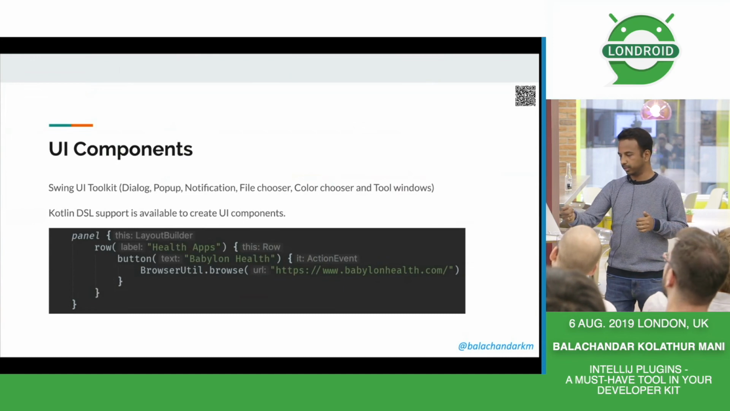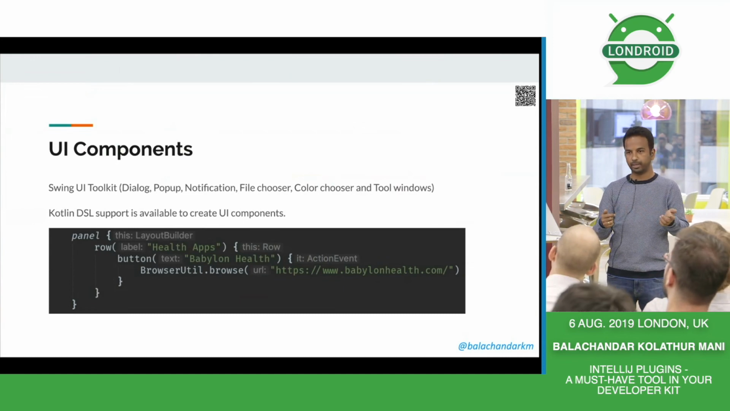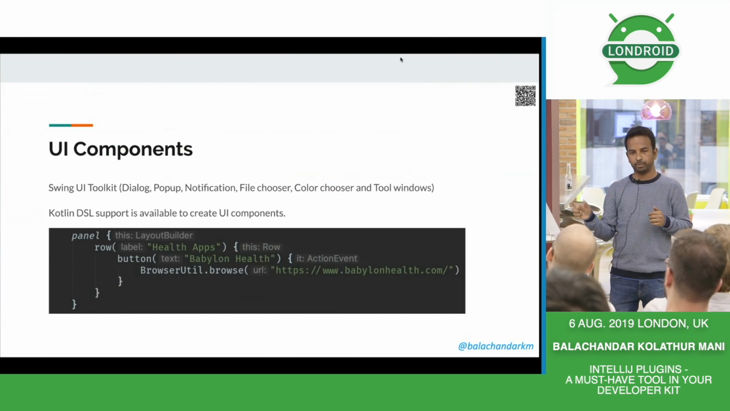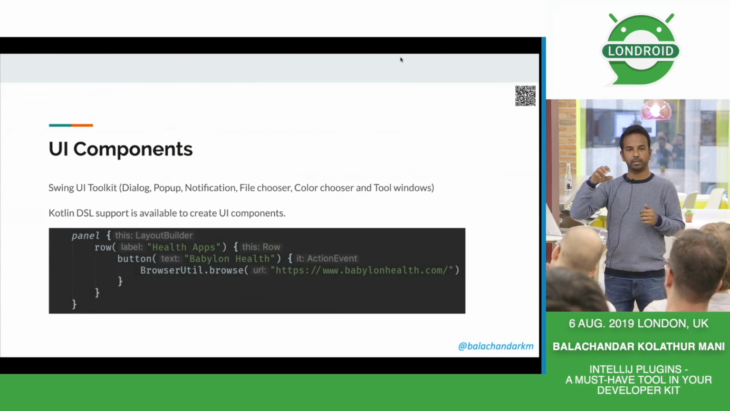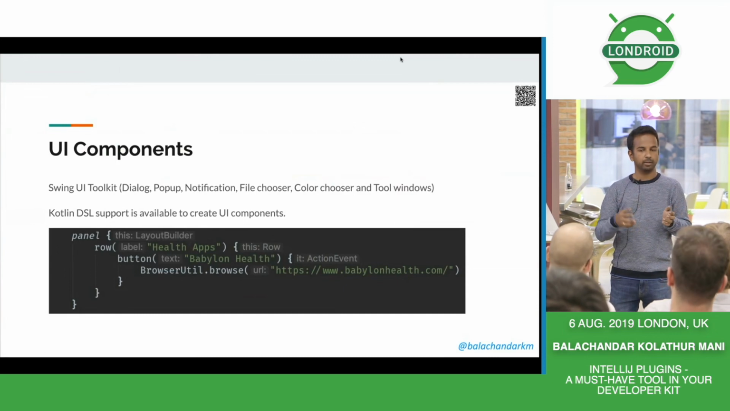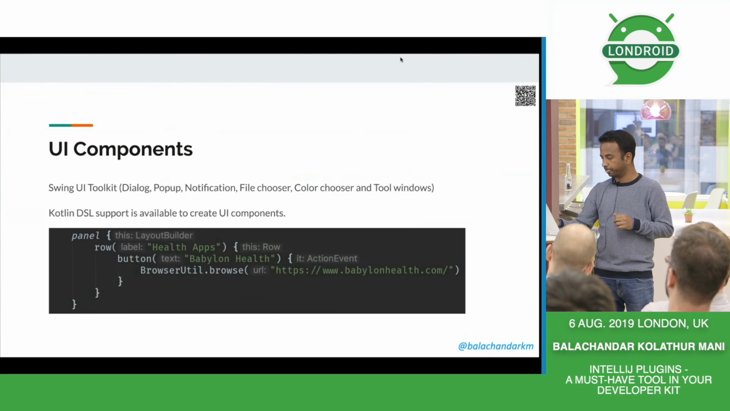So as you can see in the snippet, we just declare a panel. Inside the panel, we declare a row and a button, and we also get an action event. And in the action event, we open a browser page. It's just one line to open a web URL in your default browser. So if your use case is something like opening a web page from IntelliJ, this is just one line. You can add an action, and then you can open the URL in your default browser.